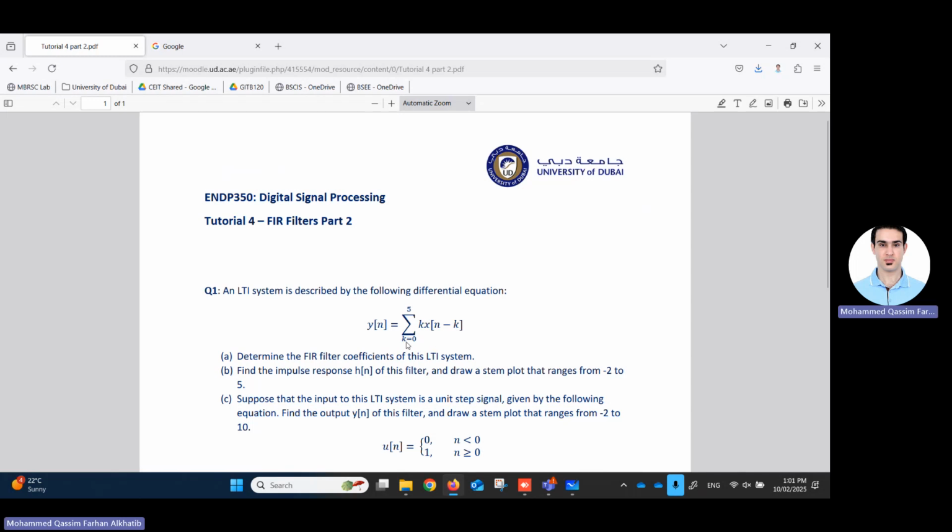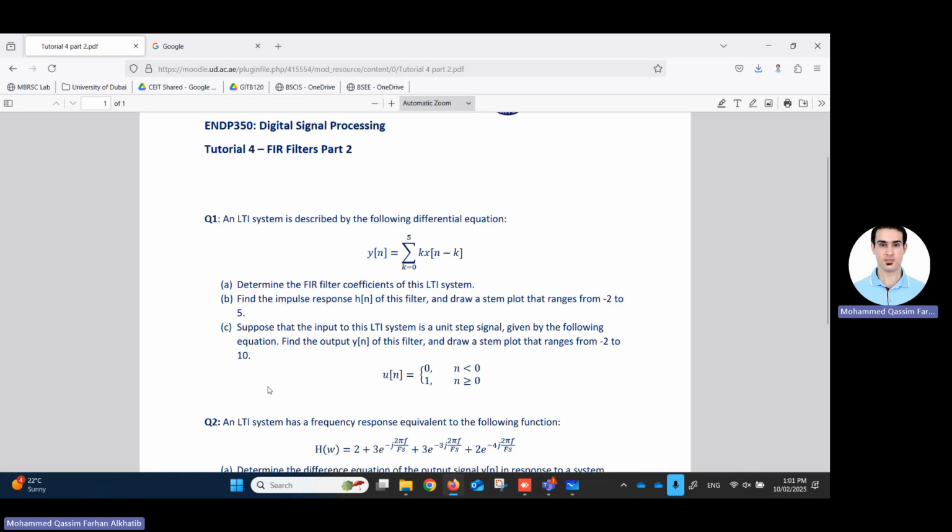Apply the summation, and you'll find that y of n equals 0 plus x of n minus 1 plus 2 x of n minus 2 plus 3, just substituting the summation. Then you take the coefficients: 0, 1, 2, 3, 4, 5. From looking here, it's from 0 to 5. Find the impulse response h of n. We found it. And draw the stem plot of the range from -2 to 5.